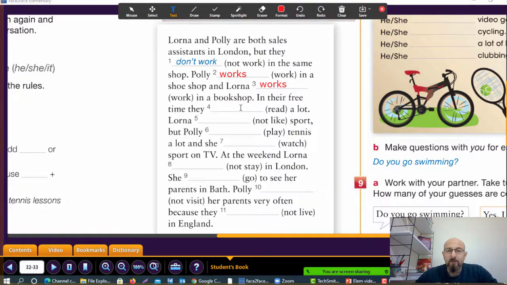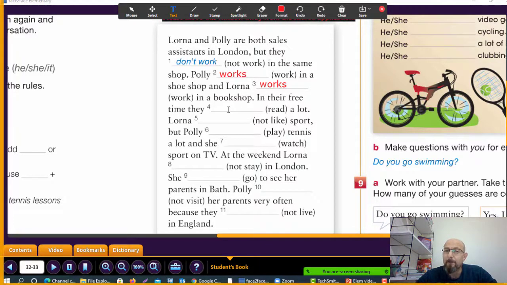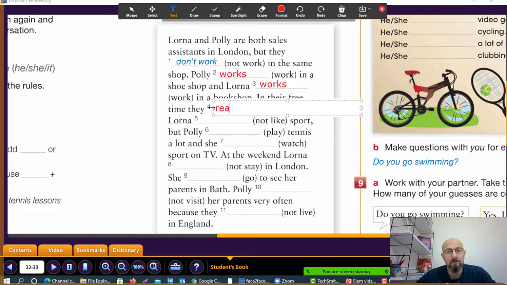Okay, so here, how many gaps do we still have? 1, 2, 3, 4, 5, 6, 7, 8. Okay, now stop the video, write the answers. Okay, after that, play the video and check. Okay, now let's do it together. Read, they, read. Do we add anything? No, we say read.